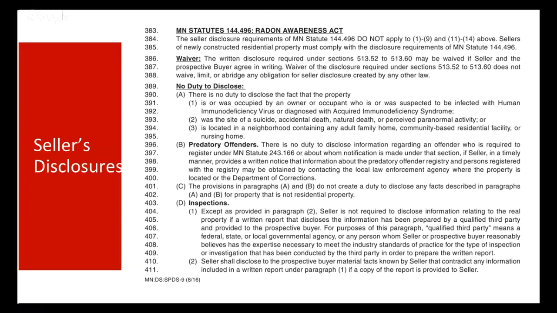Seller shall disclose to the prospective buyer material facts known by seller that contradict any information included in a written report. So if they get an inspection and the inspector missed something that they know about, they still have to disclose it. Right. They can't just say, well, the inspector didn't catch it, even though he did. No, it doesn't work that way.